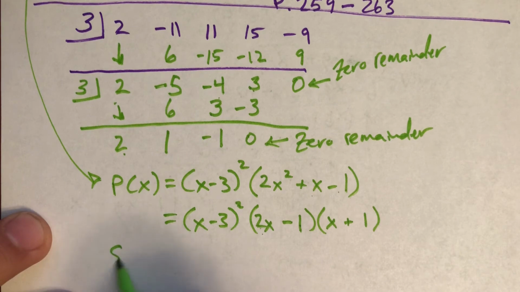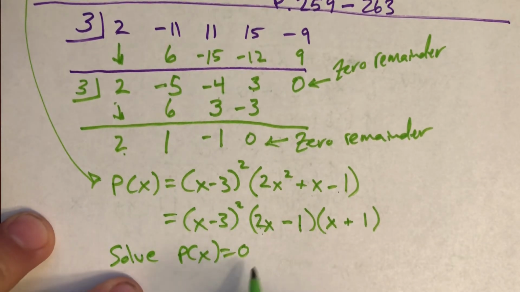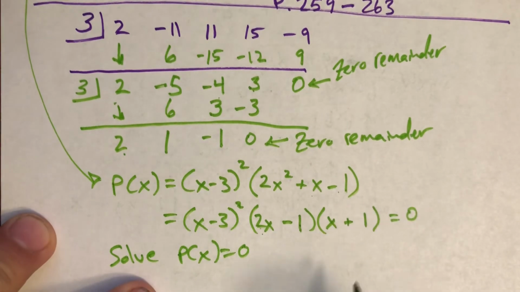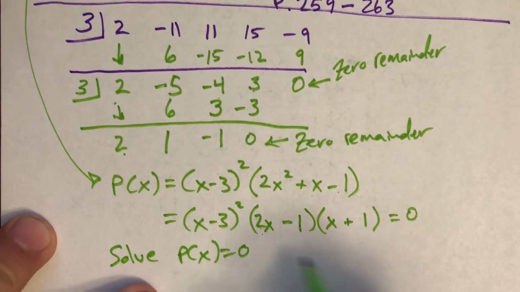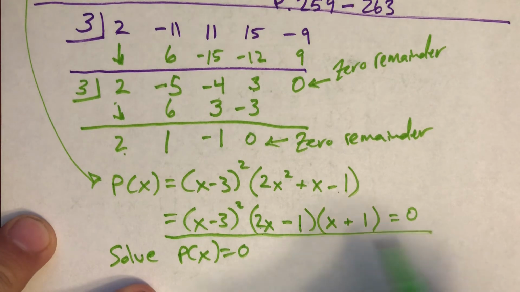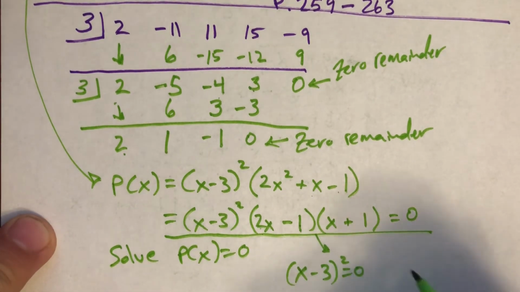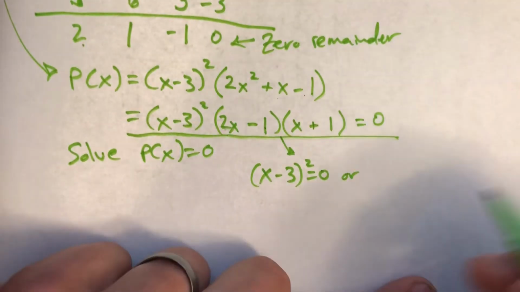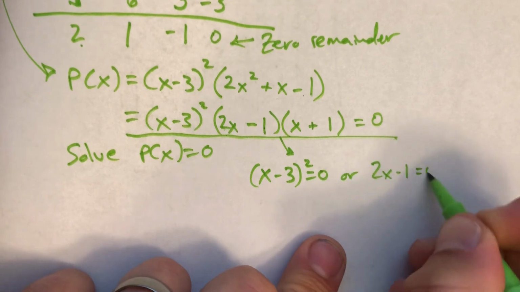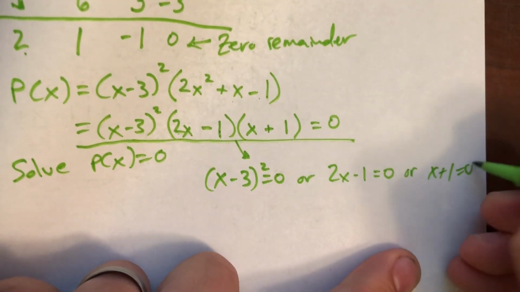Okay, so then this tells us when we're trying to find the zeros of our polynomial, what we're doing is we're solving p of x equals 0. So if we're setting this equal to 0, we have that zero product property that says if I've got a string of factors that their product is 0, one of them has to be 0. Well, what this tells us is that (x minus 3) squared is 0, or 2x minus 1 equals 0, or x plus 1 equals 0.